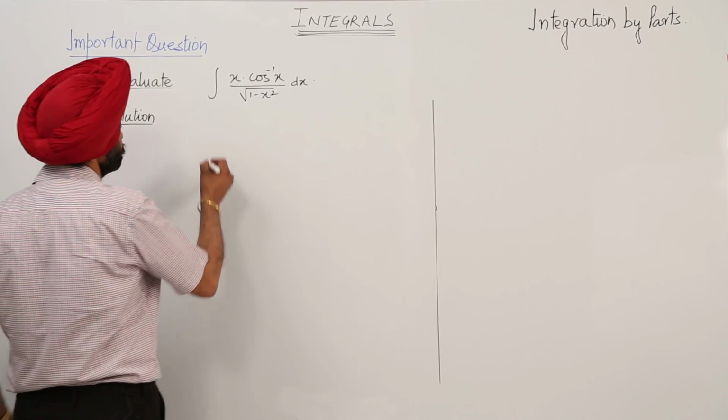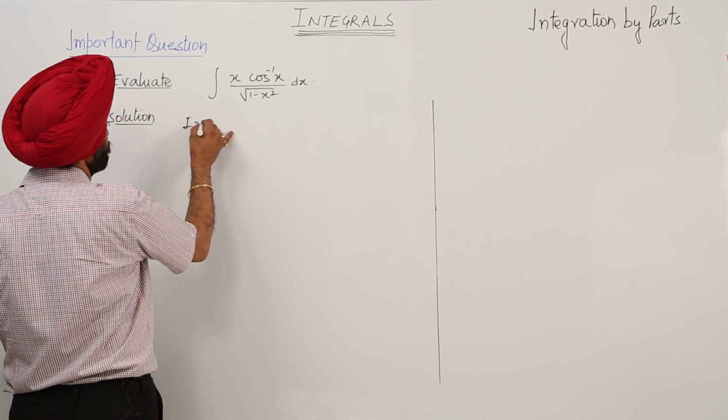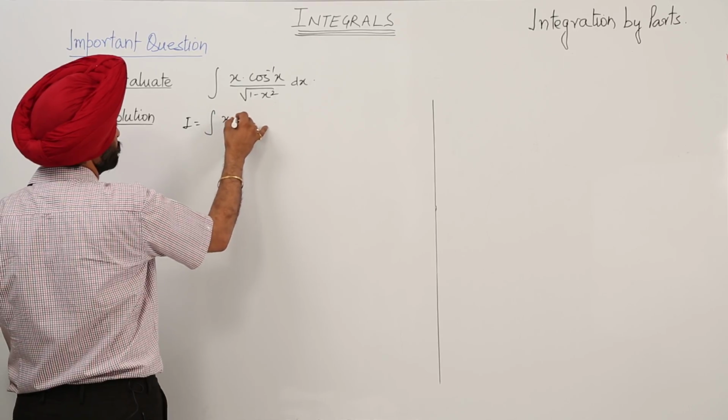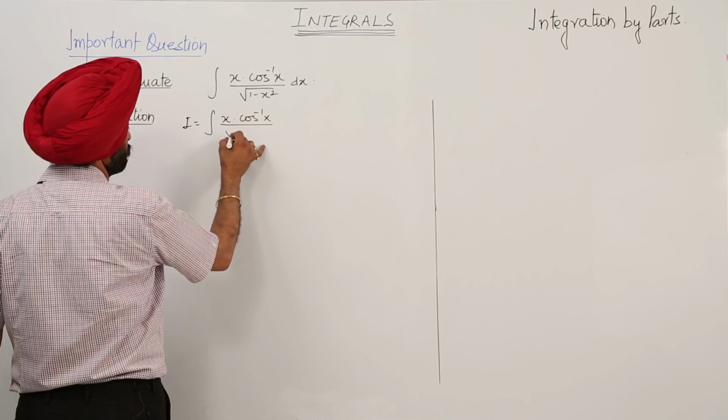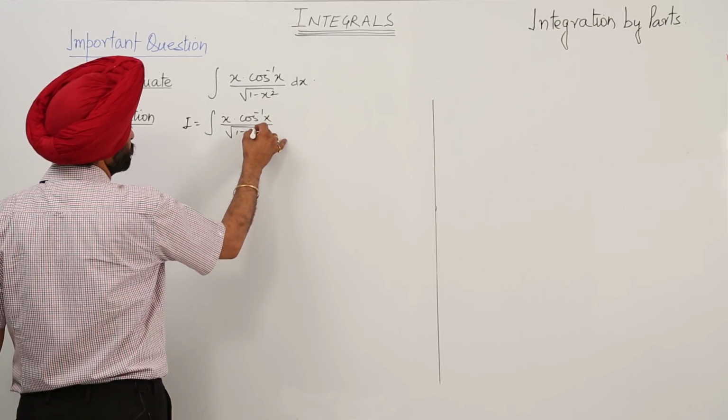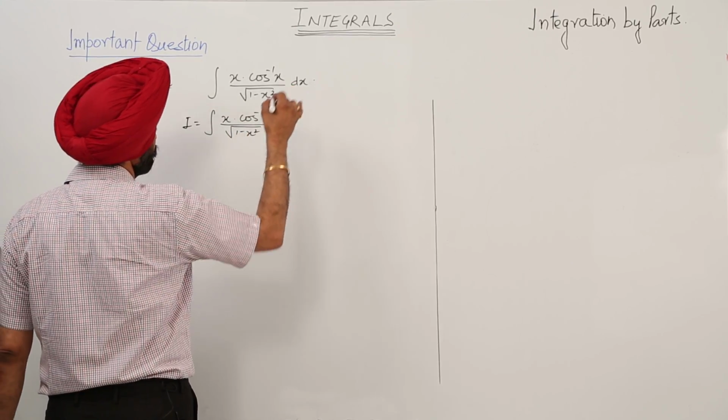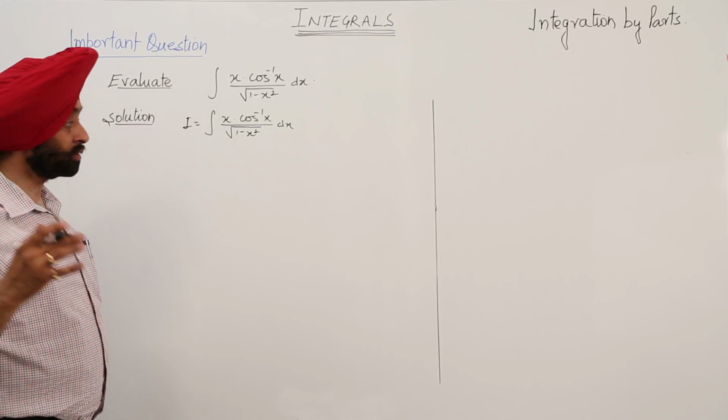The question is integration of x cos inverse x upon 1 minus x square dx. Now let's use substitution here.